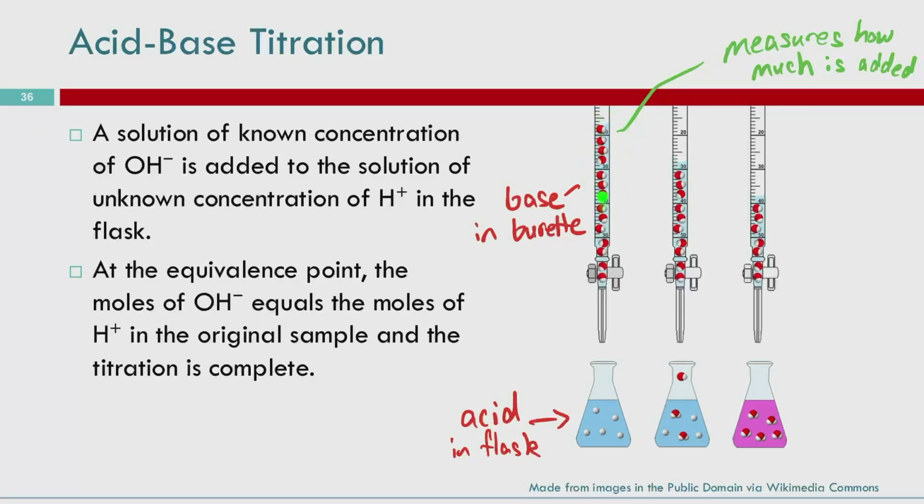Okay, so we've got our base in the burette. We open up the stopcock and we let some of the hydroxide in. The hydroxide and the H+, the base and the acid, react in the flask and form H2O. So we've got a couple H2Os in there. And then we add some more, and there's this indicator, a color-changing dye, that we add to our solution that will turn pink once we've used up all of our acid in the flask.